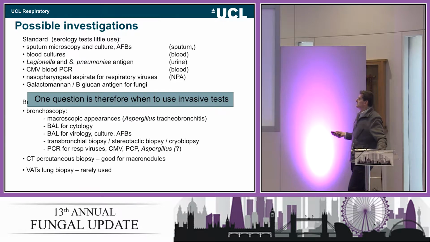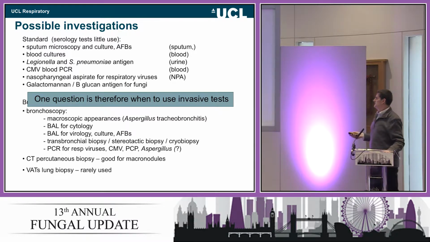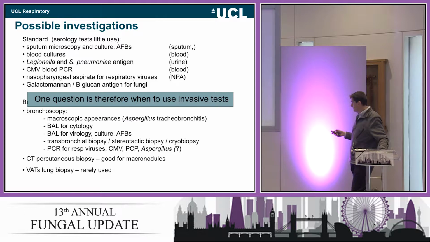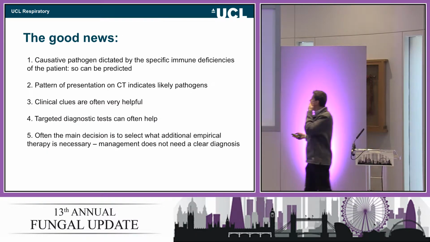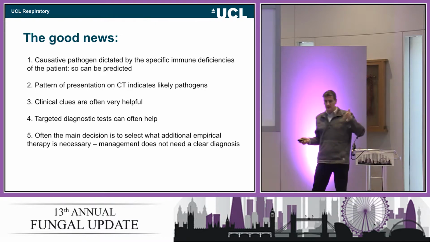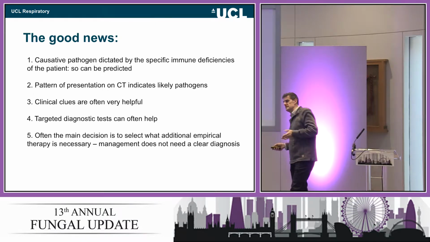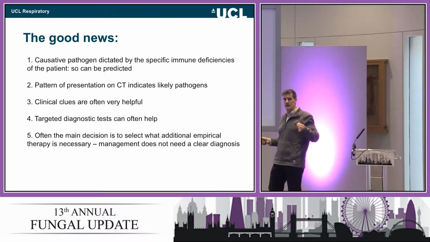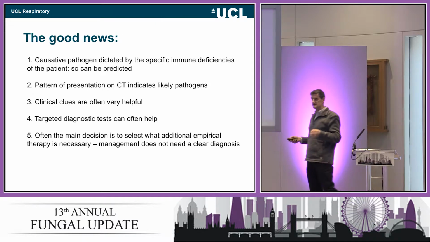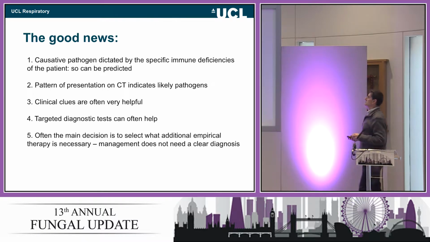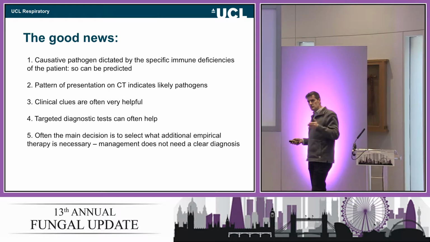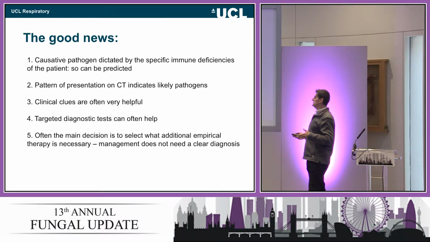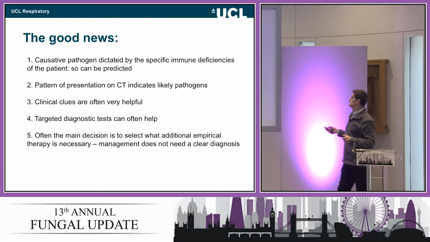So one of the questions we have to think about is when to use these invasive tests, and I hope I'll give you some clarity on that through the talk. Right, okay, so that's all the bad news. Good news. The pathogen is dictated by the immune status of the patient. The immune status of the patient is dictated by their disease and by what has happened to them. Hence, you know which pathogens they are most susceptible to, just by the clinical history. The pattern of the presentation on the CT scan tells you what the most likely pathogens are going to be, and that's the basis of most of this talk.